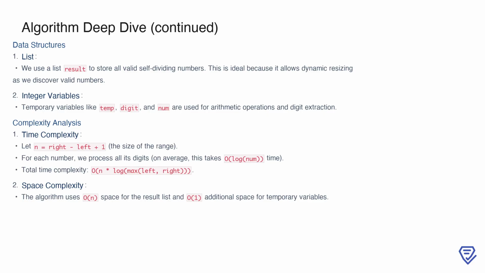Now, let's evaluate the algorithm's complexity. For time complexity, let's assume the range [left, right] has n numbers. For each number, we process its digits, and the number of digits is proportional to O(log number). This gives an overall time complexity of O(n * log(max(left, right))), where max(left, right) represents the largest number in the range. As for space complexity, we use O(n) space to store the result list, while the additional space for temporary variables is constant, making the overall space complexity O(n).